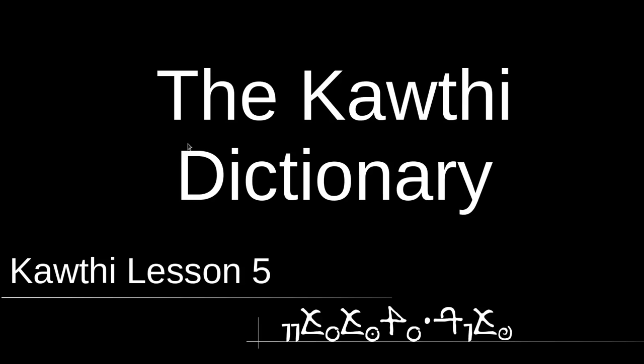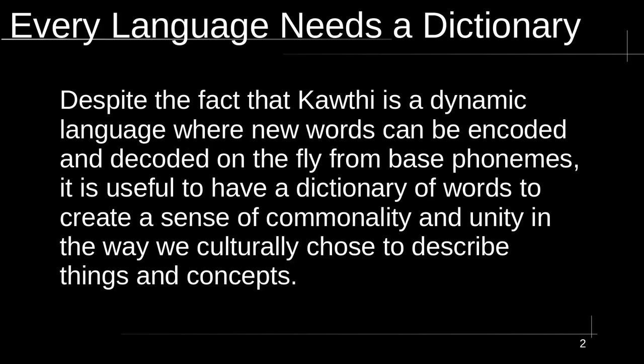This is Kawthi Lesson 5, the Kawthi Dictionary. Every language needs a dictionary, and Kawthi is no exception. Kawthi is a dynamic language where words can be created and interpreted on the fly. It is also a language where every sound has meaning, every pictograph has meaning, so we don't need a dictionary to know what the words mean like we would in other languages. We can just listen to a word and the meaning of the word is encoded in the word itself.